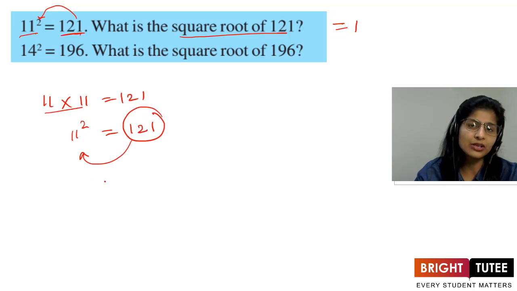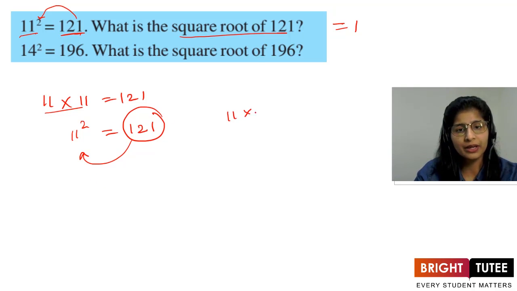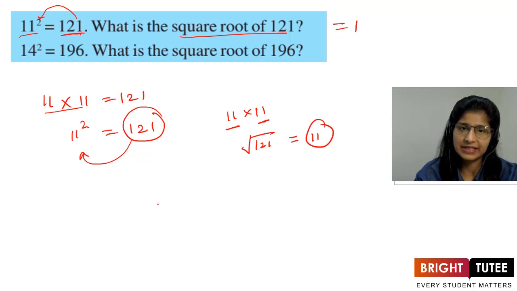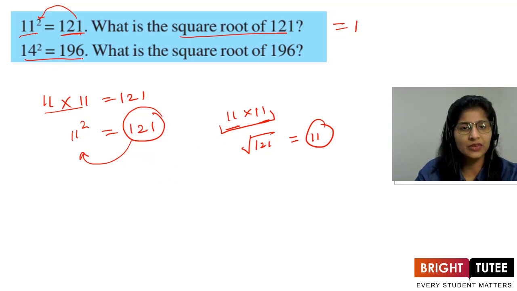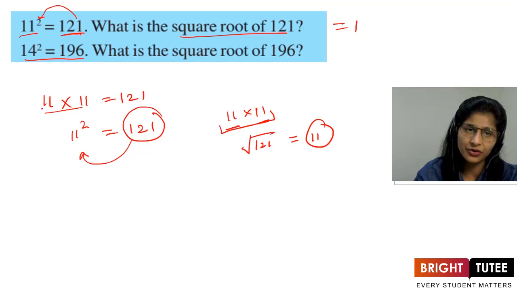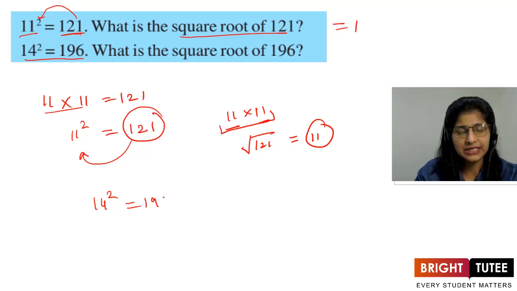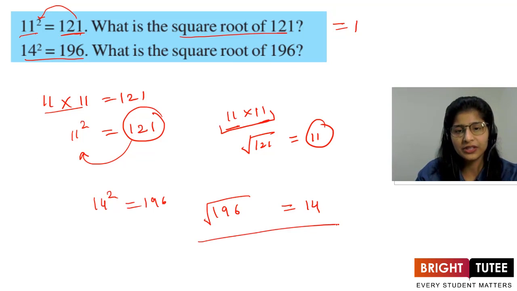One thing that I would like you to observe: in the square number, we have that number 2 times, but in the square root of that number, we have that number once. So we are going to do pairing of the numbers when we find out square root. This will be explained in more detail in the next topic. Now see, 14 square is 196. What is the square root of 196? It will be 14. If you take the square root of 196, the answer would be 14.